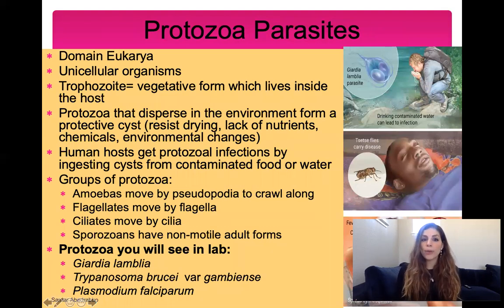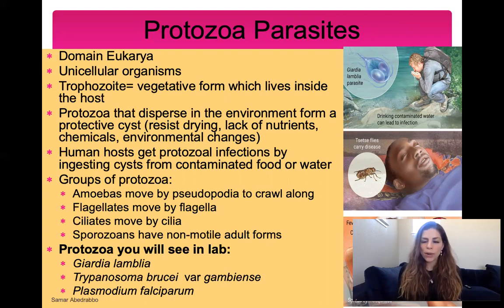Parasitic protozoa are eukarya. They're all eukaryotes, and they're unicellular organisms, meaning they're made up of one cell. When they infect humans, the form they're in is called trophozoites. It's the vegetative form, meaning the form that reproduces. In the environment, protozoa are in a form called a cyst. Cysts are similar to bacterial spores. Remember how bacterial spores can avoid stressful conditions, lack of nutrients, dry conditions, different chemicals. That's what cysts are for protozoa. And the human hosts get these infections usually by ingesting cysts from contaminated food or water.